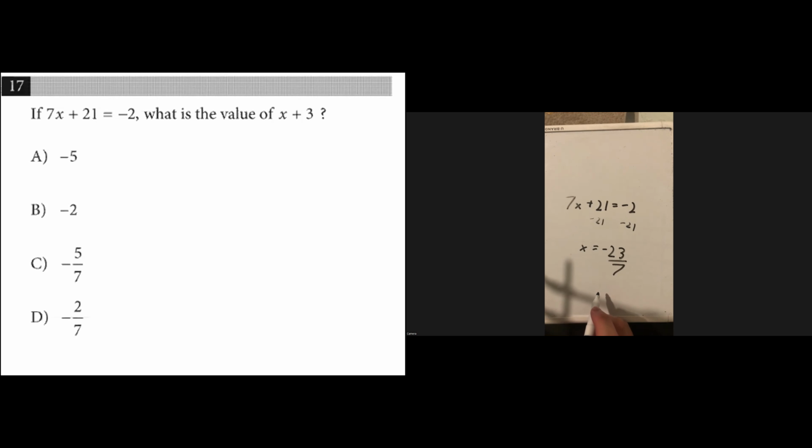And then we would just add 3 because this is equal to x, and so now we just need to add 3. So plus 3, plus 3, because x plus 3 equals this plus 3, which when we plug into our calculator, -23 over 7 plus 3 equals -2 over 7, which is answer choice D. Okay, question 18.